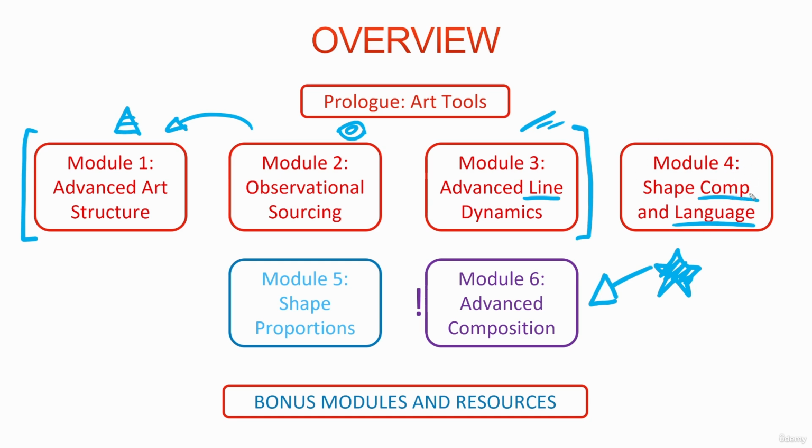And once we learn shape composition and shape language, we then move to module 5, which is shape proportions, all right? So shape proportions are like any other proportions. You get appealing proportions and unappealing proportions. Proportions that give a sensibility of one type of feeling or emotion versus shapes that give a different type of sensibility or feeling or emotion. So these two modules go together very well, module 4 and module 5.